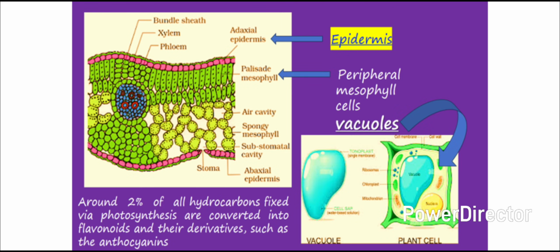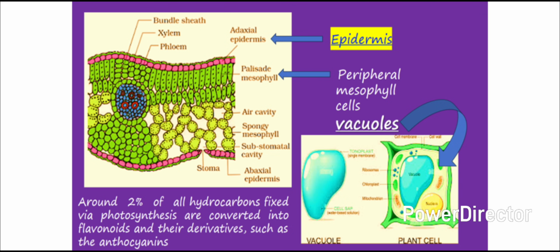Anthocyanins are water-soluble vacuolar pigments. Depending on their pH, they appear red, pink, purple, blue, or black. These pigments are found in almost all plants, in the cell vacuole, mainly in the outer cell layers such as the epidermis and the peripheral mesophyll cell vacuoles.